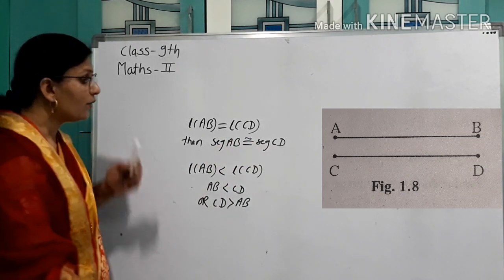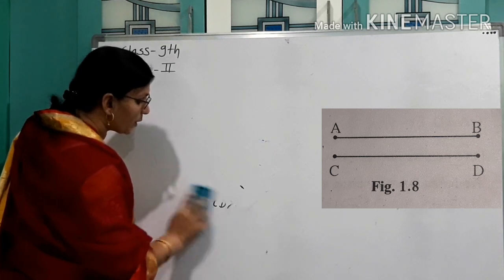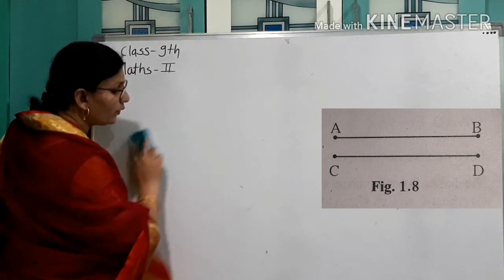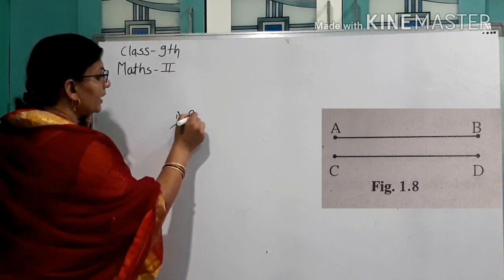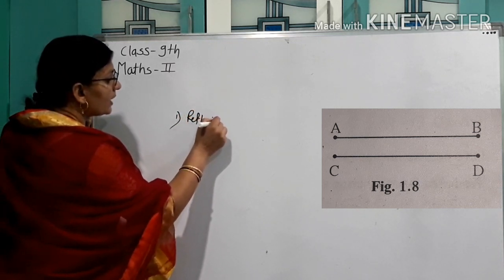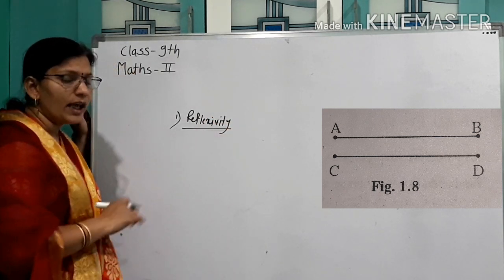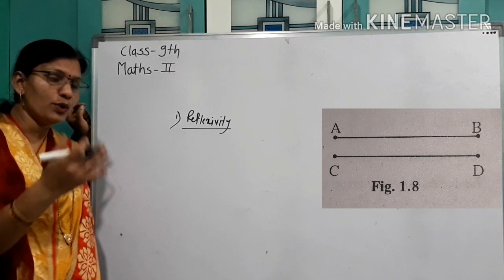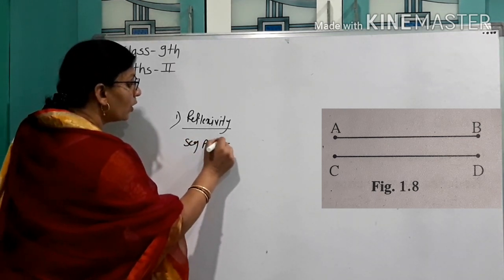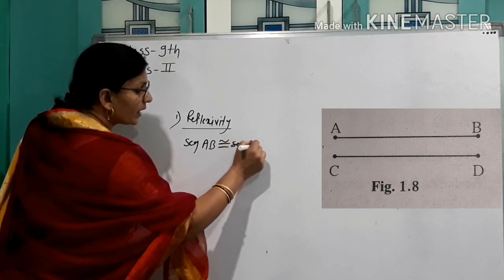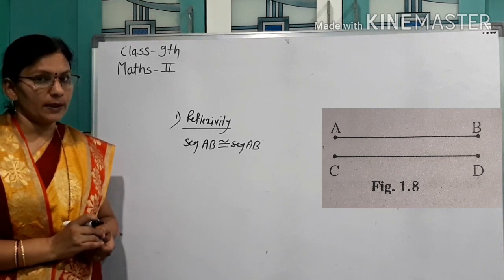There are some properties of congruence of segments. Let us study about this. The first property of congruence of two segments is reflexivity. The reflexivity property is that every segment is congruent to itself, that is, segment AB is congruent to segment AB. This property is called the reflexivity property.